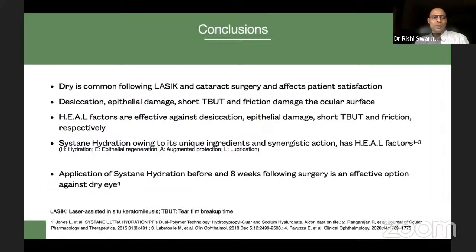So to conclude, dry eye is a problem after both LASIK and cataract surgery, which are essentially the most common surgeries that we do. And it does impact patient satisfaction. We all know that. And this combination of ingredients, which is present in Systane hydration, helps to hydrate, helps to regenerate the epithelium, augments protection to the tear film, improving its stability, and lubricates the eye, thereby reducing friction.